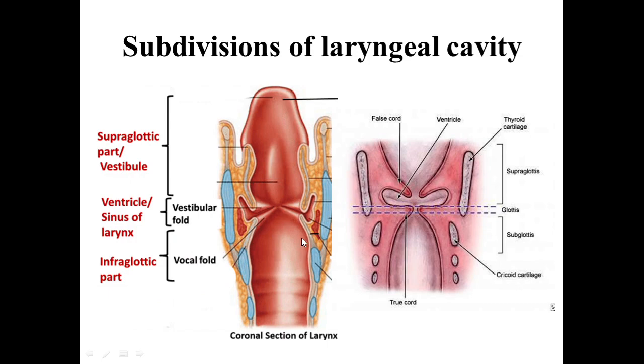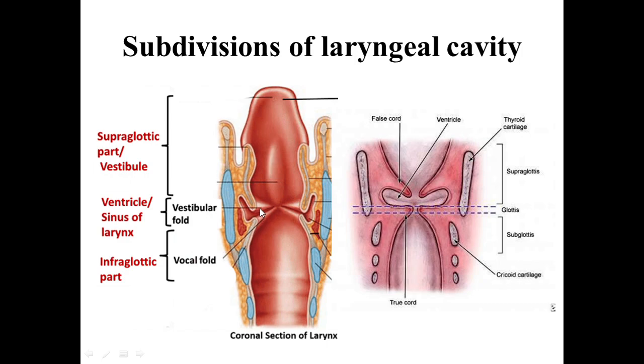So the larynx is divided into three parts. The upper part is the supraglottic part or vestibule. It lies between the aryepiglottic fold and vestibular folds. So here this is the schematic diagram. The vestibule or supraglottic part lies between the aryepiglottic fold and vestibular fold, and it is like an inverted funnel shape.